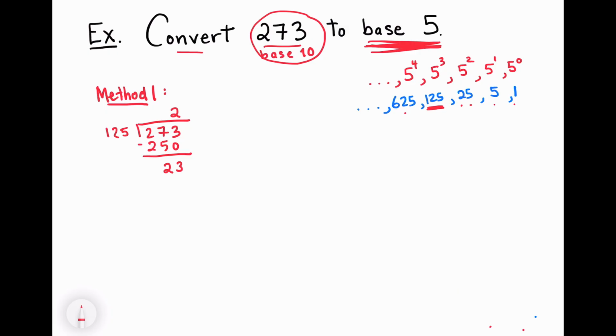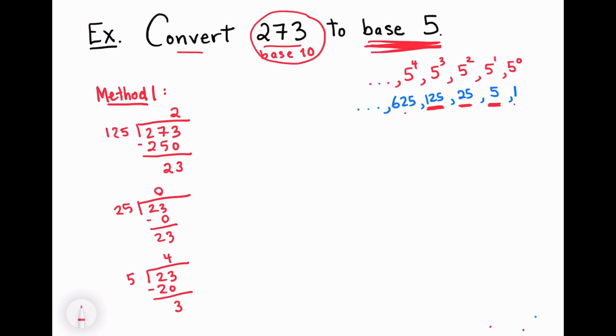Then I go to the next number down, and I ask how many times does 25 go into the remainder of 23? And that's just 0. So I'm going to move down to this place value, and ask how many times does 5 go into the remainder? It goes in 4 times. 4 times 5 is 20. I multiply, I subtract, and this is my remainder. And what does this procedure tell me?